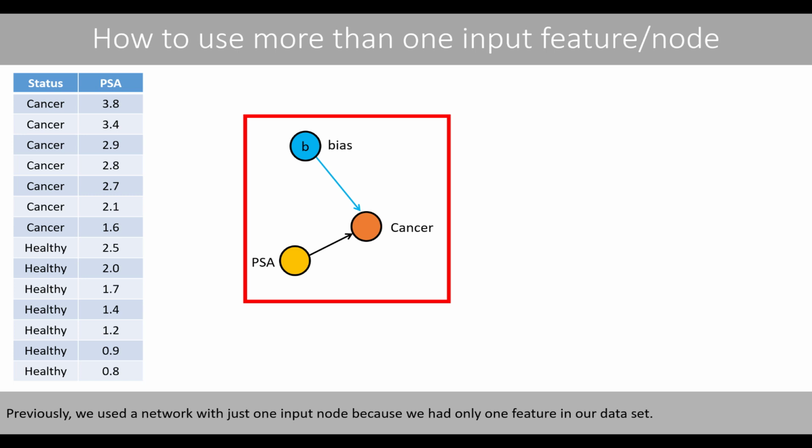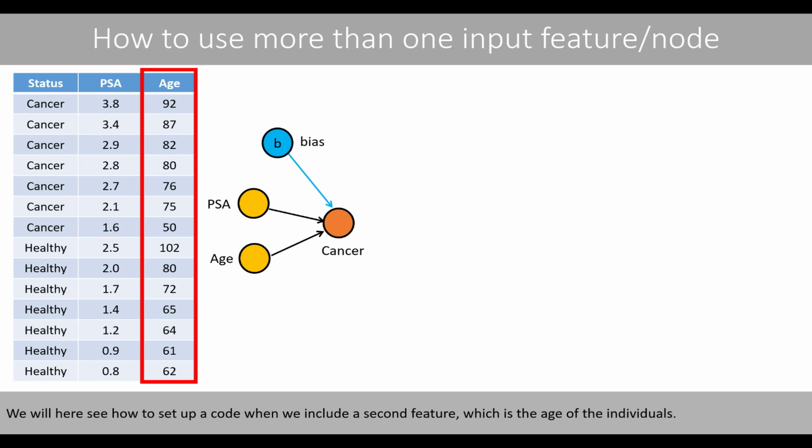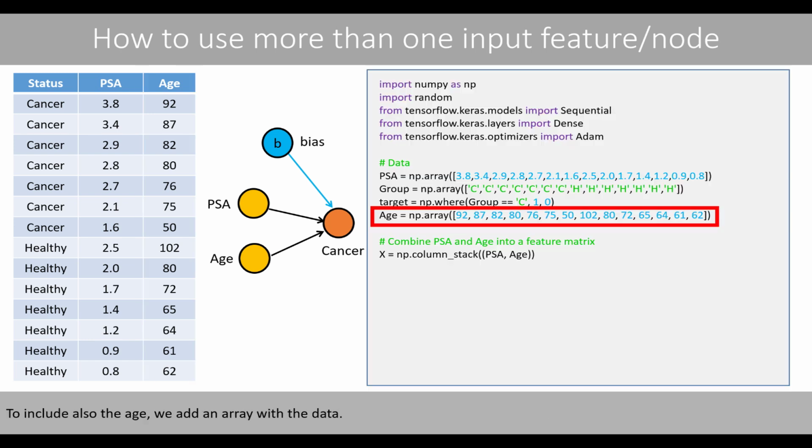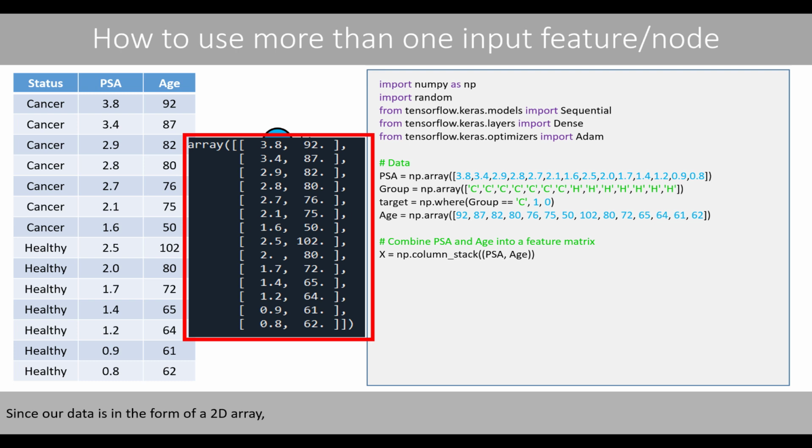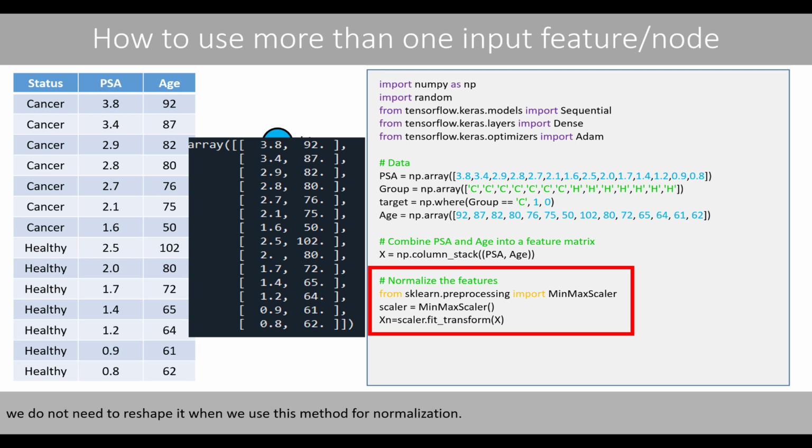Previously, we used a network with just one input node because we had only one feature in our data. We will here see how to set up the code when we include a second feature, which is the age of the individuals. To include also the age, we add an array with the data. Next, we combine the two features into a two-dimensional array, which represents our feature matrix. Since our data is in the form of a two-dimensional array, we do not need to reshape it when we use this method for normalization.